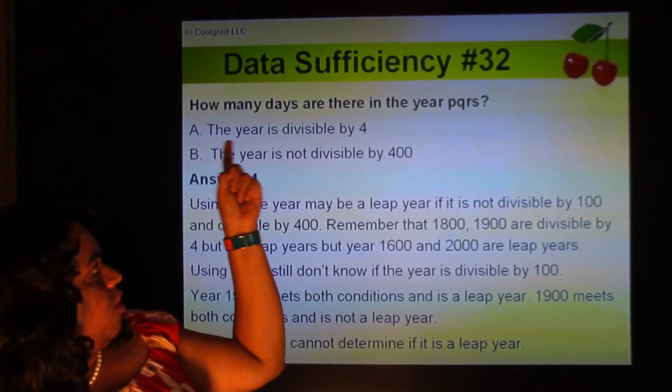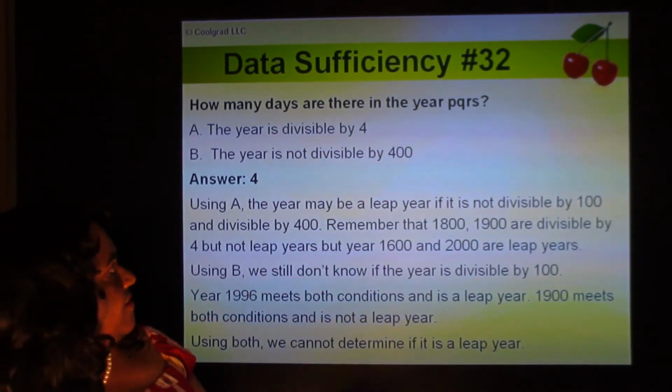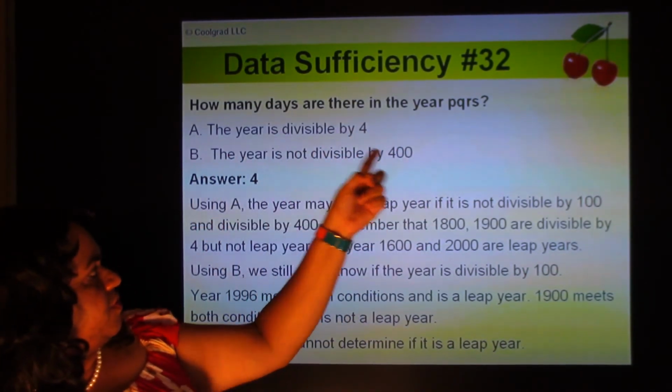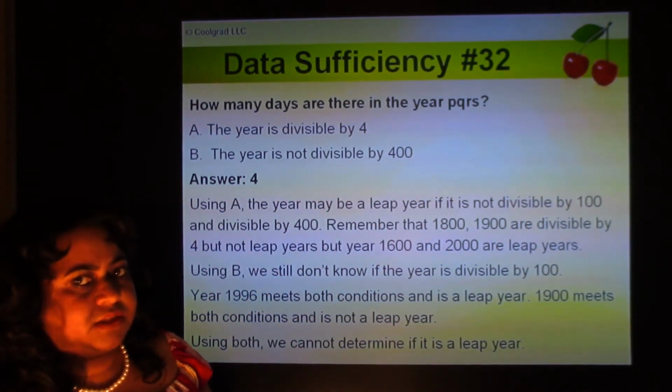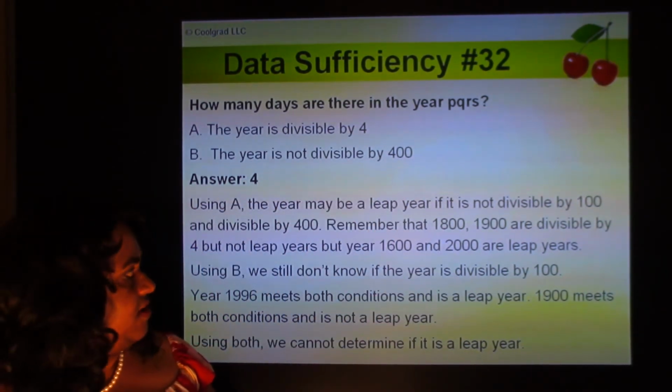So question 32. How many days are there in the year PQRS? Statement A. The year is divisible by 4. Statement B. The year is not divisible by 400. So this is a tricky question about leap years.